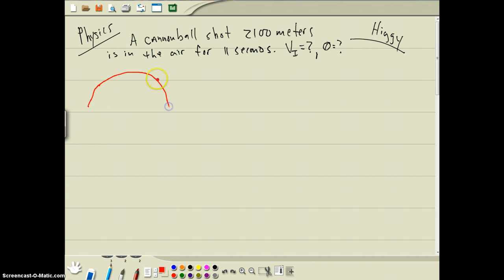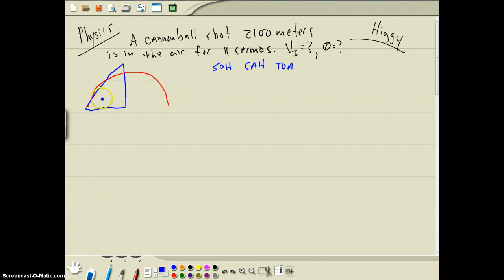All right, here we have a cannonball shot 2,100 meters. It's in the air for 11 seconds. It asks us to find the initial velocity, and it asks us to find the angle at which it was shot. So this is our cannonball that was shot 2,100 meters right here. But I'm going to superimpose the little triangle we're going to use, because as soon as I see this angle right here, I know that I'm going to be using SOHCAHTOA. Come on, that ought to be the first thing that comes into your mind. So, SOHCAHTOA.